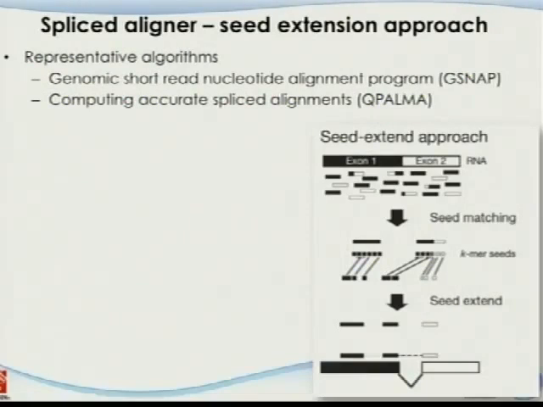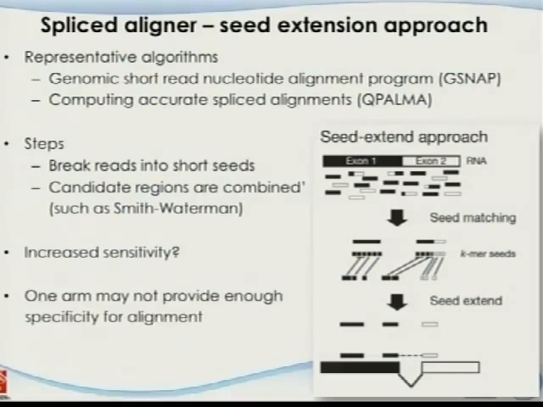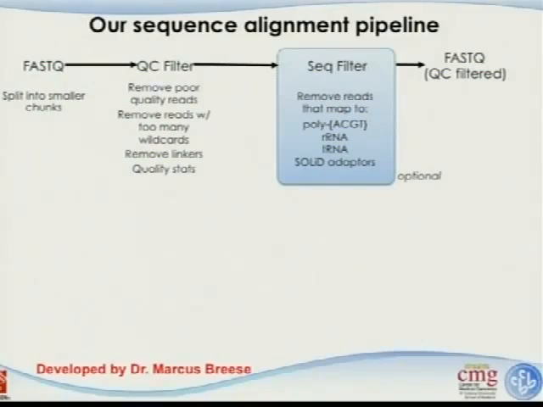Okay. And very quickly, for the seed extension approach, to be honest, this is the first time I heard about that, and you can just look for the papers. But the point here is that in the first step, they break the reads into short seeds, small pieces, then align them independently and try to join them together. So that's the general strategy. People say this will increase the sensitivity, but I don't have the data to support that. And sometimes one arm may not provide enough specificity for alignment if it is too short, just like the problem I described earlier.